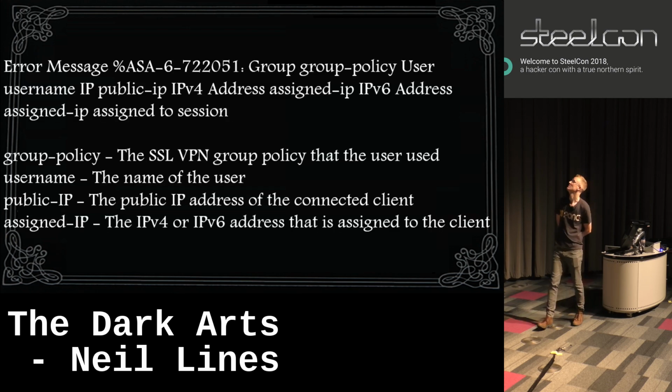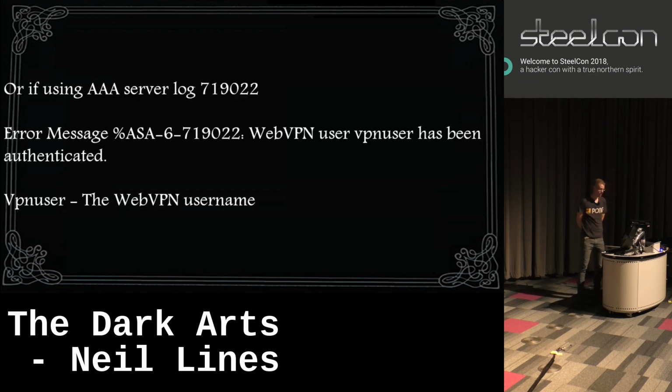And there we go. So what it shows you is the username, their external IP address, and the fact that they had authenticated correctly. Or, if using the AAA server log of 719022, which rolls off the tongue, you get a much shorter, but I think nicer message. It says, the username has authenticated.